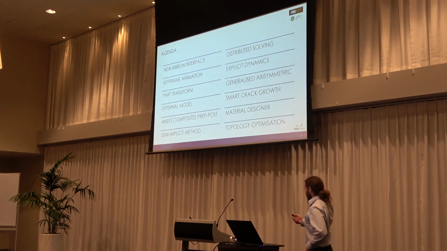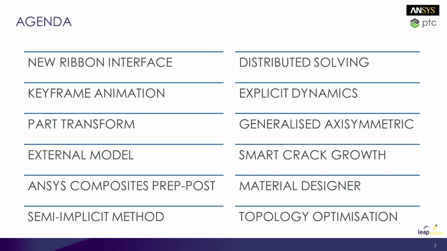So these are the new things I'll be talking about. I suppose the biggest one is this new interface in Mechanical, the new ribbon interface. They've freshened everything up and given us a brand new, more Microsoft-like interface. So I'll show you a bit of that. Some stuff on the new keyframe animation part transform tool within Mechanical, which is pretty handy, external modeling, ANSYS Composite PrepPost, some new features in there.